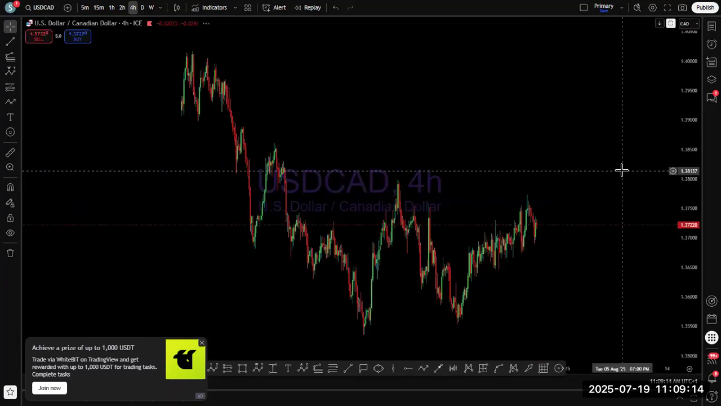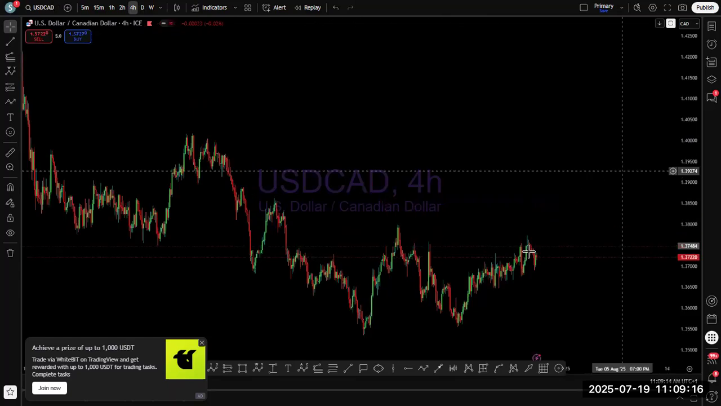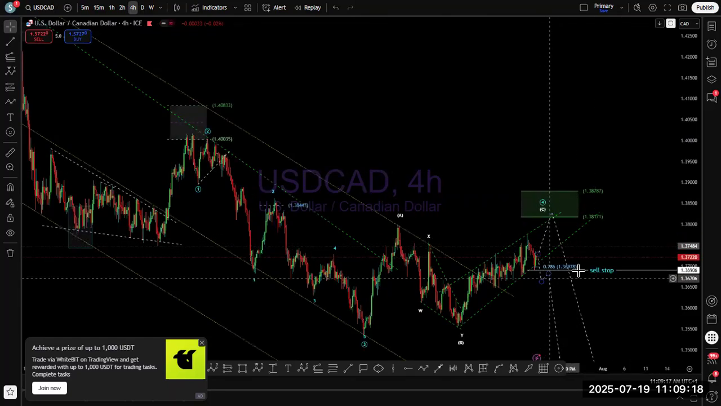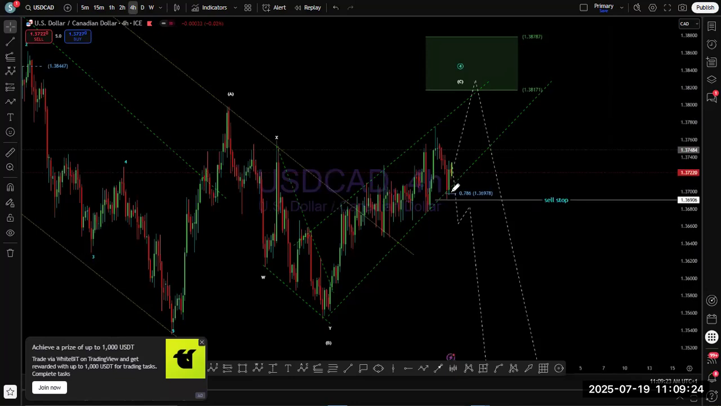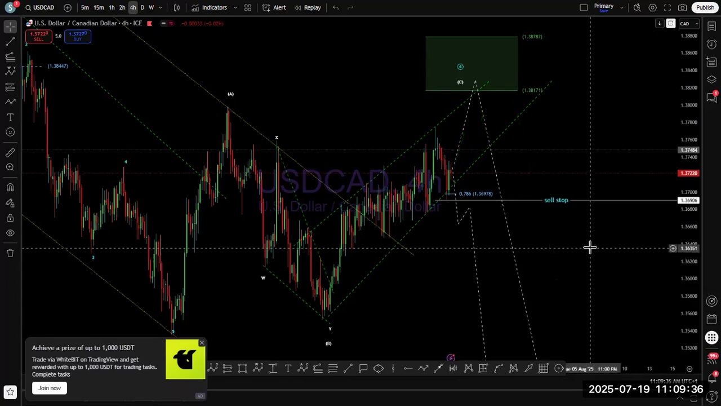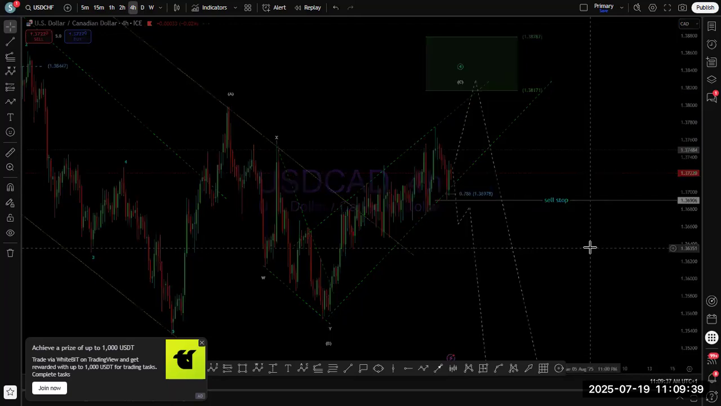Okay, let's go to USD CAD. USD CAD, the same thing. I have two scenarios on USD CAD. One is that this will return and break this place, then the selling will continue. Or it will keep going up and come to this zone before the selling. So that's what I have on USD CAD.